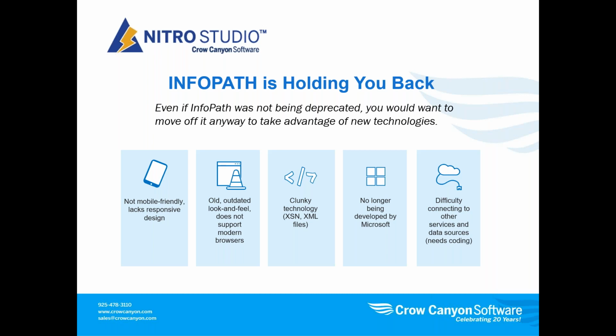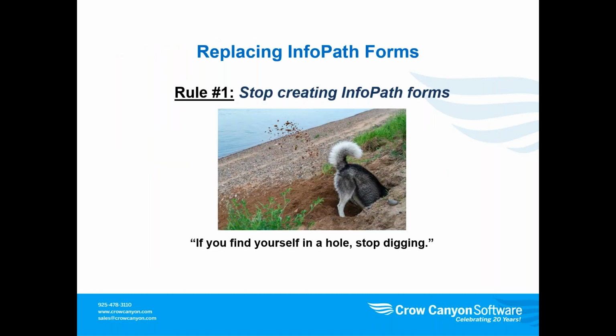by not moving ahead with what is in the new technologies. And we're talking here about mobile friendliness being the predominant one. Cloud, mobile friendly type interfaces, responsive design. We're talking about not supporting modern browsers like Edge and Chrome. It's a clunky technology. It's no longer being developed by Microsoft. That's quite important. And there are some issues with connecting to data sources, because the data sources have moved on, but InfoPath hasn't. So if you have to make this case to your bosses or your managers, there are real reasons to move off of InfoPath other than the fact that it's being deprecated and no longer being supported. So number one rule here, and this goes on and on, is stop creating InfoPath forms.